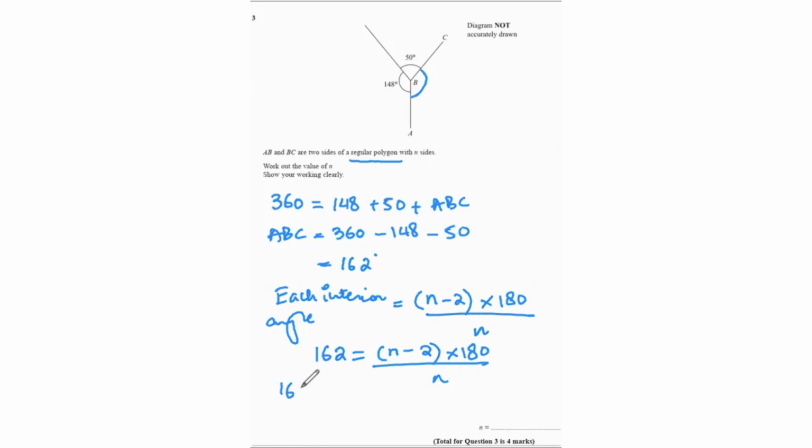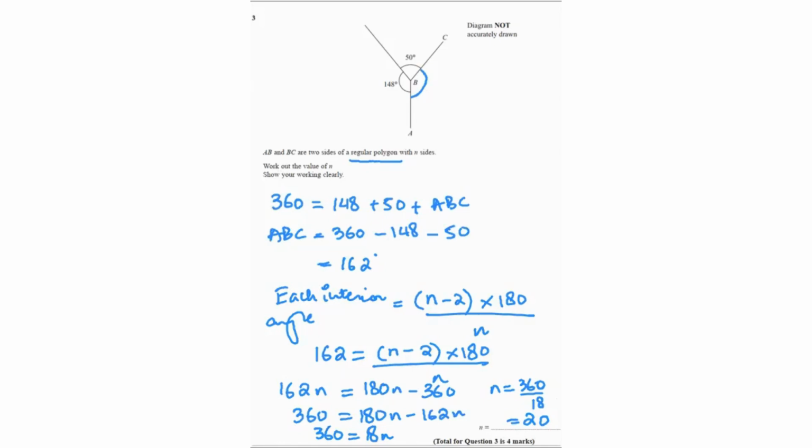Cross multiply. 162n equals, expand the bracket, 180n minus 360. Collect the like terms on each side. So I move 360 to the left-hand side and 162n to the right-hand side. So now 180 minus 162 is 18. 360 equals 18n. So n is going to be 360 divided by 18, which gives us 20. So this polygon has 20 sides.